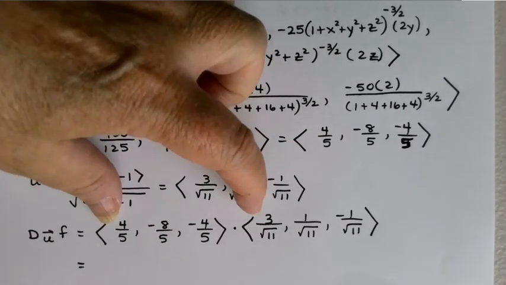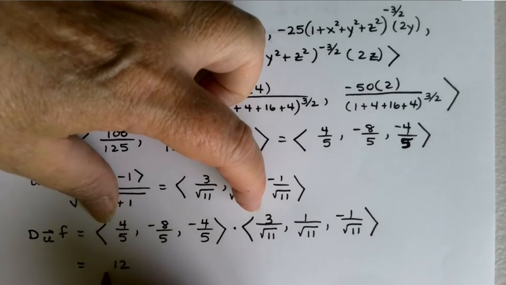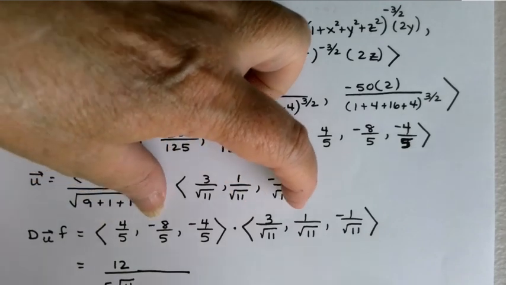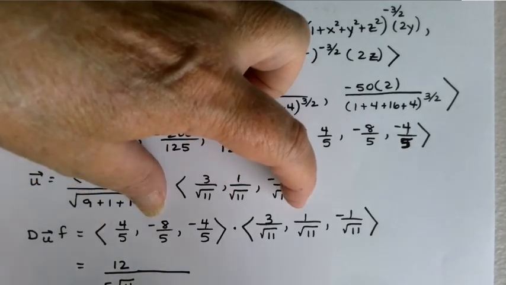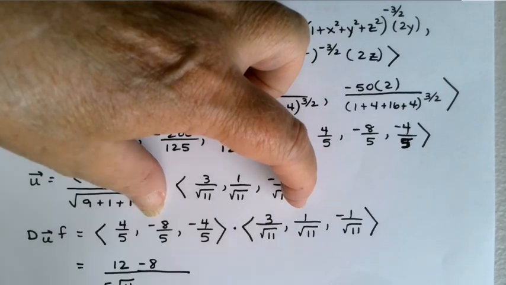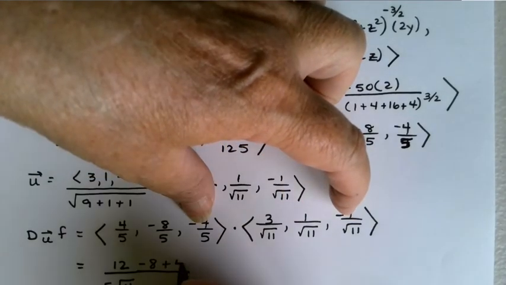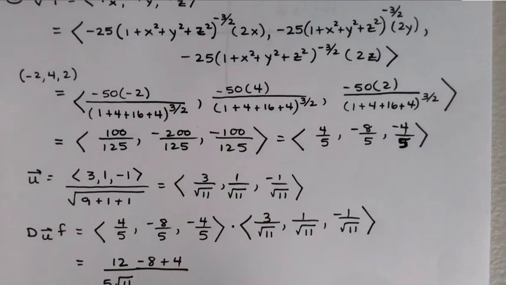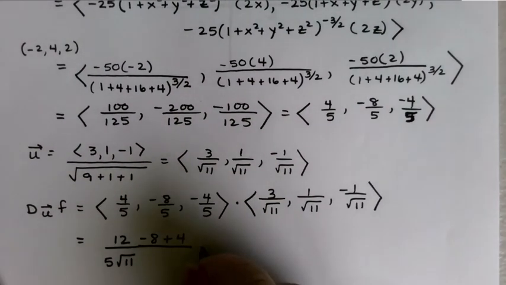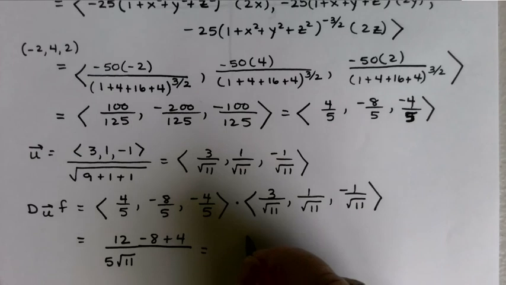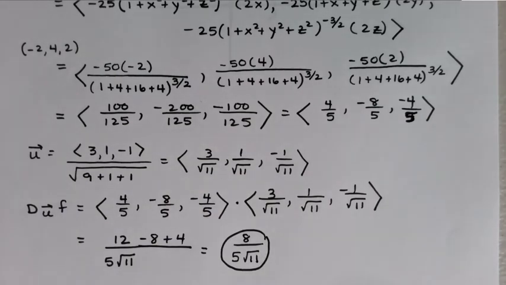And let's see, that's going to be 12 over 5 square root 11. Actually, all the denominators are 5 square root 11, so I'm going to put it all in one big fraction here. Negative 8 over the same thing, and positive 4 over the same thing. So I end up getting 8 over 5 square root 11. Okay, last one I gave a decimal approximation. This one I'm giving exact. You can do it either way, unless the directions say one way or the other. It's your choice.